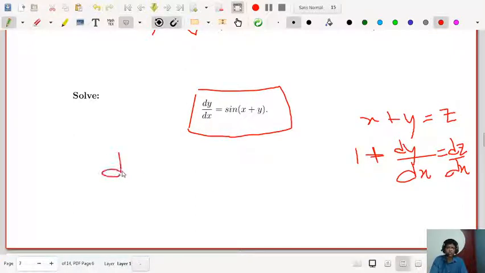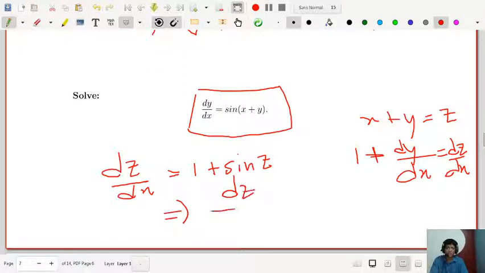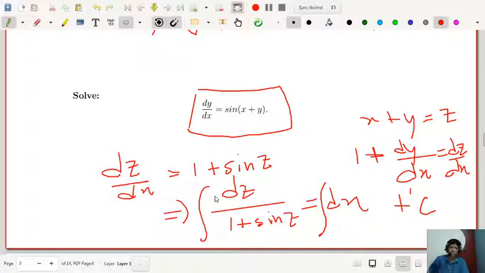So in that case you can replace your dy dx. What is your dy dx? dy dx is simply dz dx minus 1, and you can transpose this minus 1 to the right hand side, so it can be sin z. Now look at that, you can separate the equation like this: dz by 1 plus sin z equal to dx. If you integrate both sides, this is a very simple integration, dx plus c. You know how to deal with this, because you need to multiply by 1 minus sin z on the left hand side, and you will get the answer.